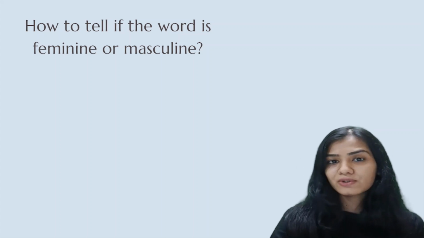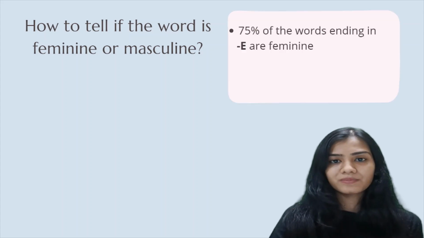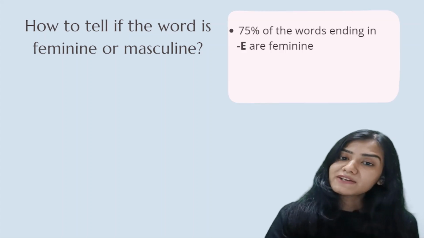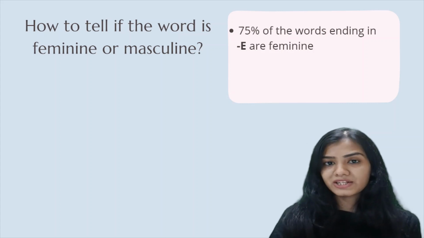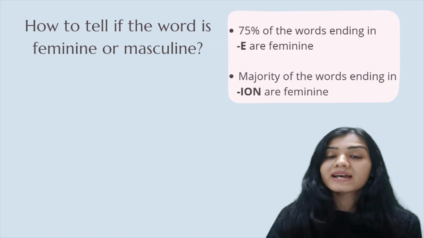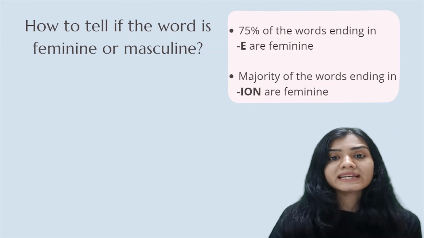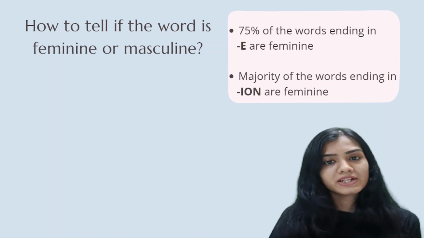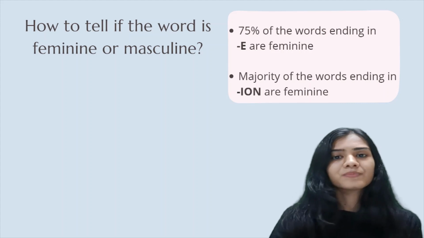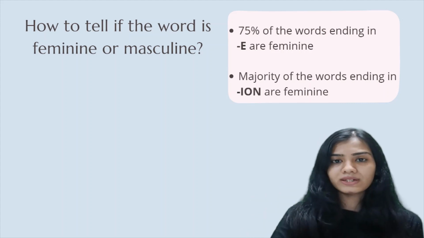So let's have a look at how to figure out the gender. 75% of the words ending in E are going to be feminine in gender. And the majority of the words ending in ION are also going to fall under the feminine gender in French. Ending in E and ION.